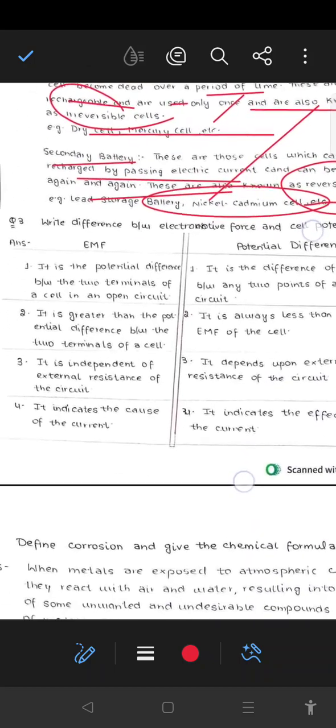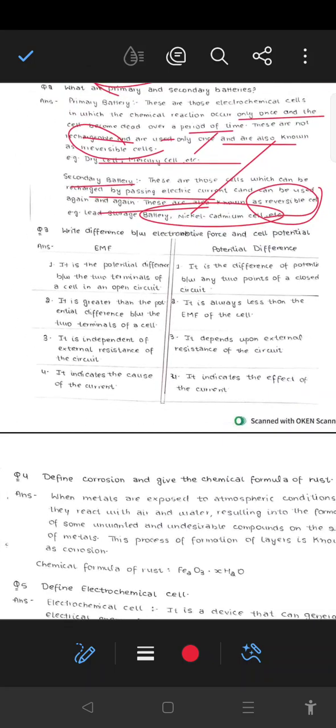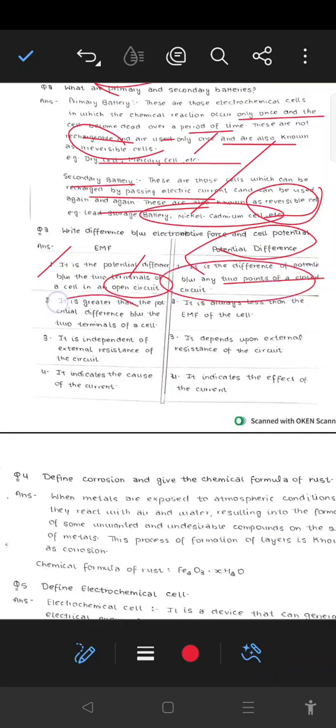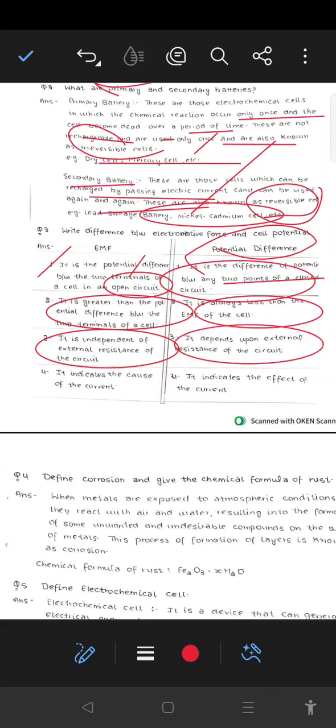Next, I write the difference between EMF and potential difference. EMF is the potential difference between the two terminals of a cell in an open circuit, and potential difference is the difference in potential between any two points in a closed circuit. EMF is greater than the potential difference between the two terminals of a cell; potential difference is always less than the EMF of a cell. EMF is independent of the external resistance of a circuit; potential difference depends upon the external resistance of the circuit. EMF indicates the cause of current; potential difference indicates the effect of a current.